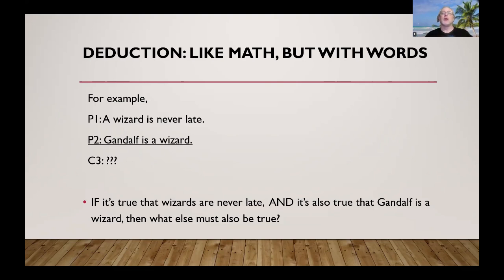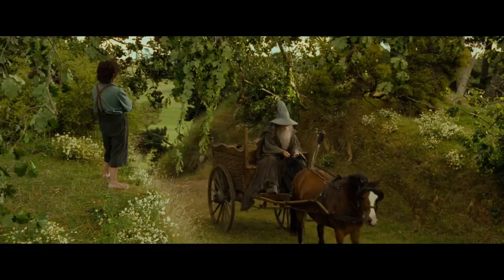This is possible because in a deductive argument, the conclusion contains the same information as in the premises, just rearranged. If a wizard is never late and Gandalf is a wizard, that means Gandalf is never late. You're just cutting out the middle term, wizard. Get it? You're late.